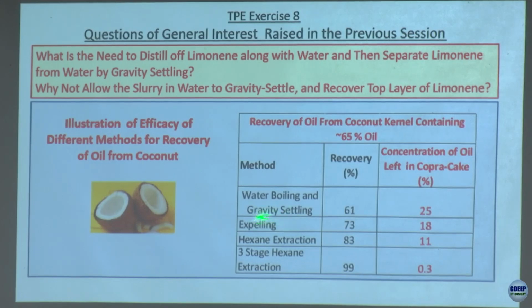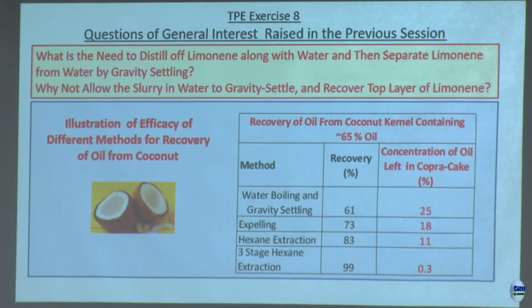There is another method, expelling. Here you cold press it. Now the recovery goes up slightly, to 73% of 65%. That will leave about 18% of oil in the copra cake. You can do multiple expelling also, but you can never get below about 8% of residue.